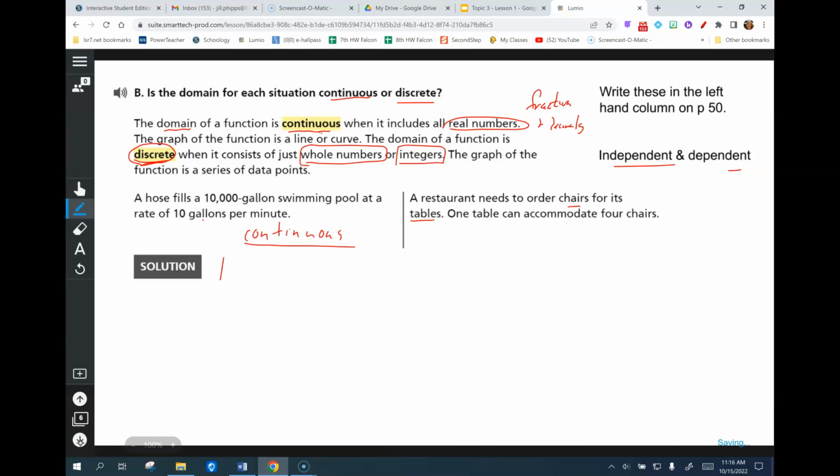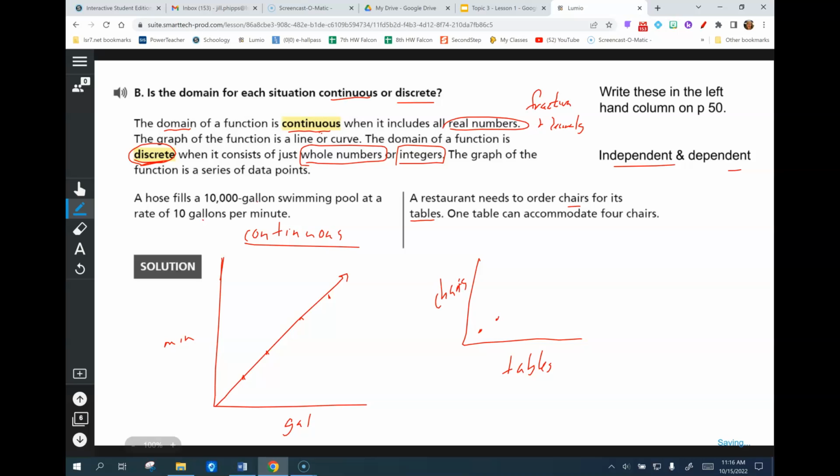Okay? If it is continuous, your graph is going to look like this. We have minutes over here, we have gallons here, and it's going to be a graph that looks like this. It can be a line because I can have a portion of a minute. I can have a portion of anything. Whereas if I'm talking tables and chairs, and I have tables here because my chairs are dependent on how many tables, I cannot have a portion of a table. So these are going to be dots.